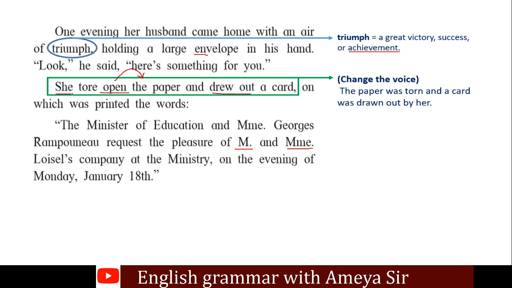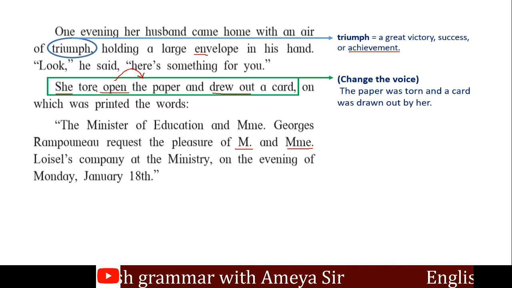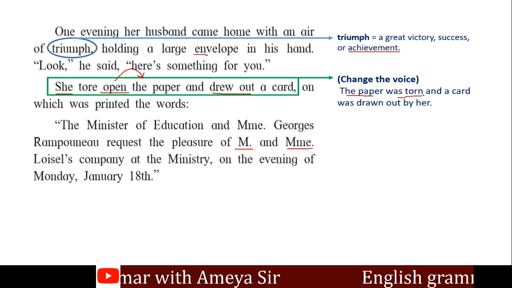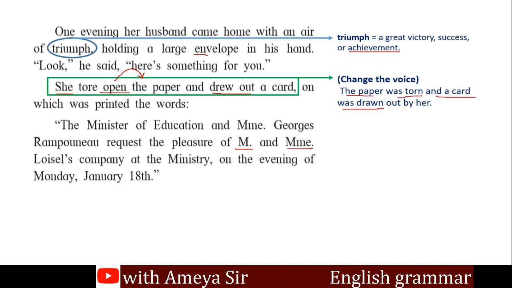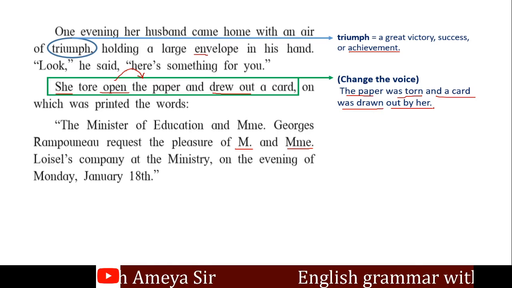You complete both the things. The past participle: tear, tore and torn. Draw, drew and drawn. The paper was torn and a card was drawn out by her. I'm sure you enjoyed that example.